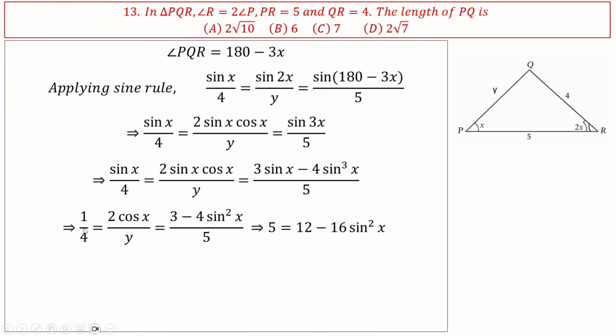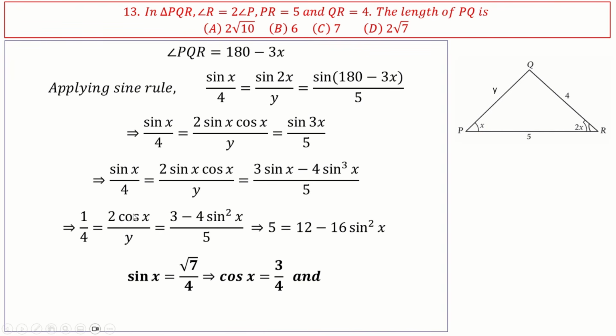Now you take 1 by 4 equal to (3 minus 4 sin square x) by 5. Simplified, what you will get is 5 equal to 12 minus 16 sin square x, or sin x equal to square root of 7 by 4. Now you can just build a right angle triangle and find cos x, or you apply sin square x plus cos square x equal to 1, find out the cos x. Cos x is nothing but 3 by 4.